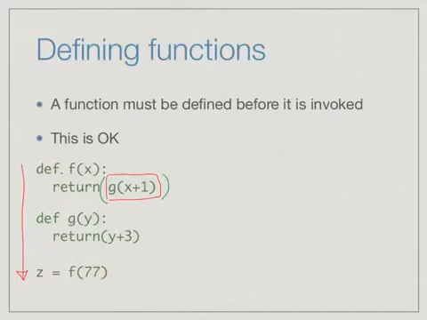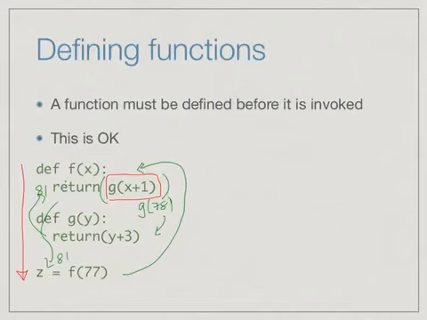So I define f, then I define g. Finally, when I come to this statement, it says what is f of 77. So f of 77 will come here and it'll say, okay, f of 77 is nothing but g of 78. So that will come here, and it'll say g of 78 is nothing but 81, so I'll finally get 81. So it's only when I execute the statement that f is executed. At that time, g has already been seen. So though we say a function must be defined before it is invoked, it does not rule out the fact that one function can call a function which is defined after it, provided that you use this function only after that definition. So this sequence is fine.